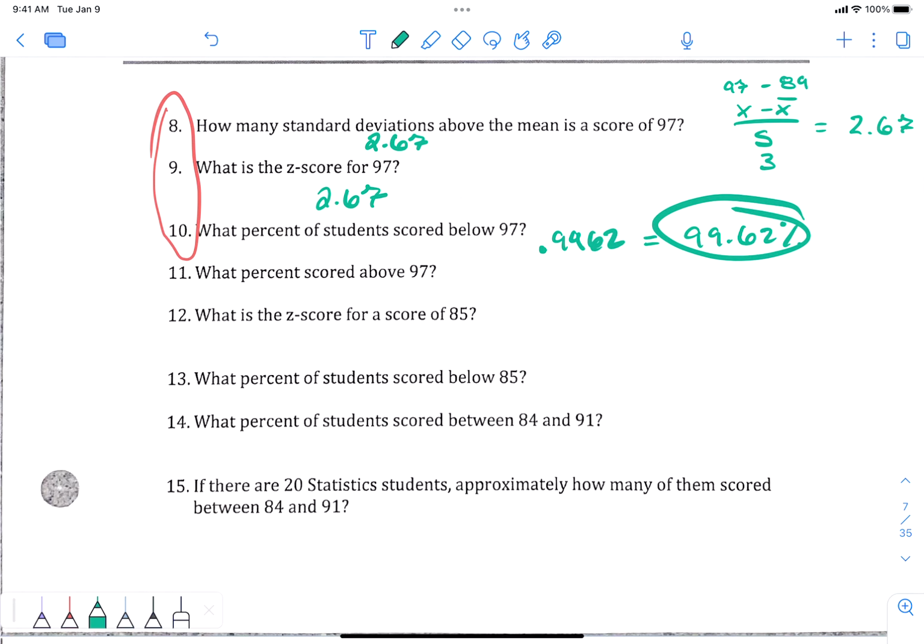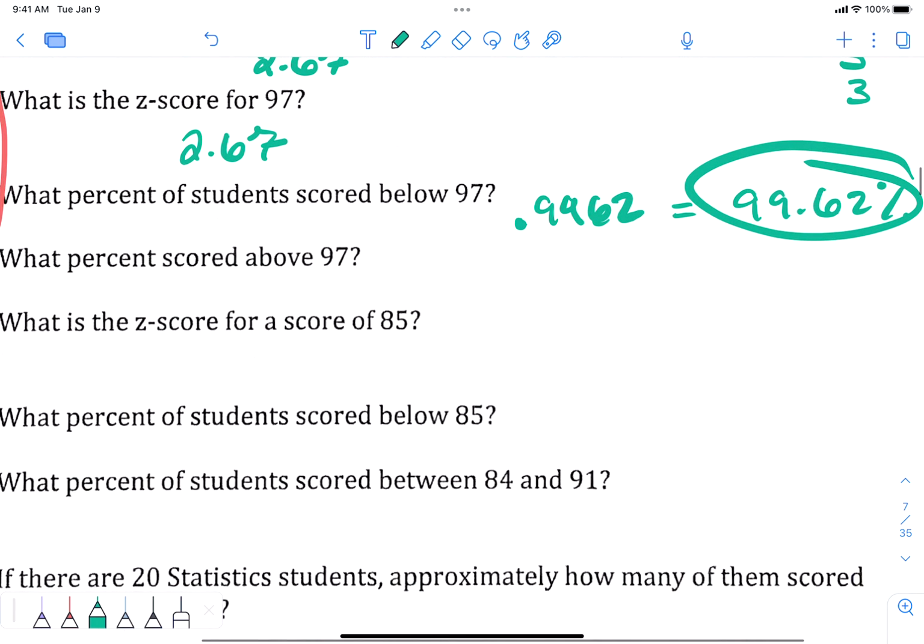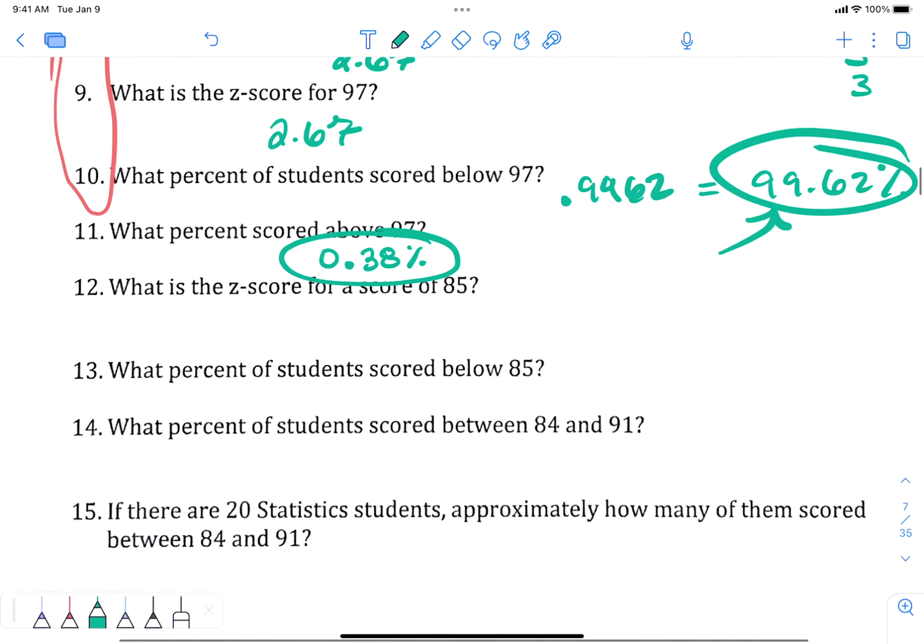All right, now we didn't move on from there. Some of you maybe have done 11. What percent scored above a 97? 100 minus that, so 0.38%, like less than 1%. You just take this and you subtract from 100, okay? All right, now they're going to move on to a different one.